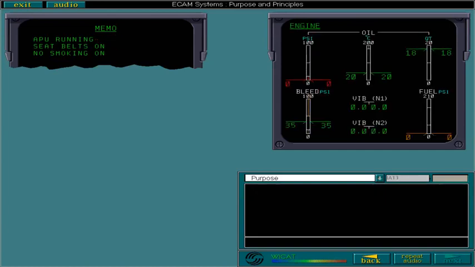When the APU RPM is greater than 95% for approximately 15 seconds, the APU page disappears to give way to either the wheel or engine start page, as in this case. The APU running message will remain until the APU is switched off.